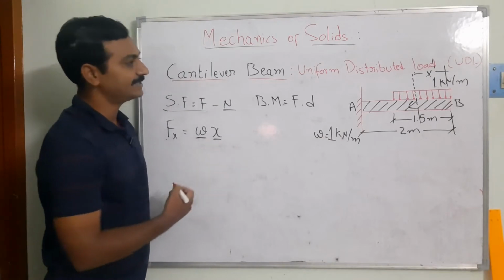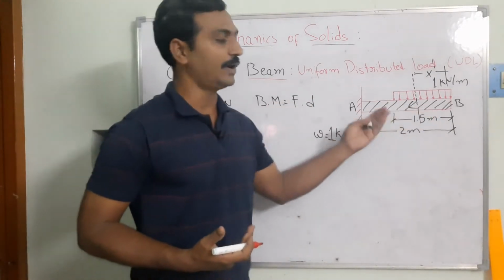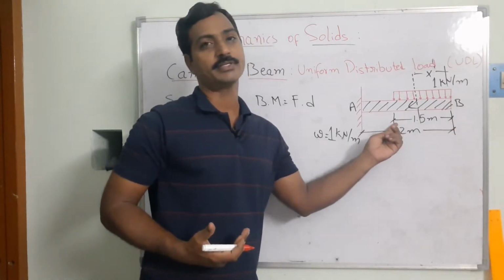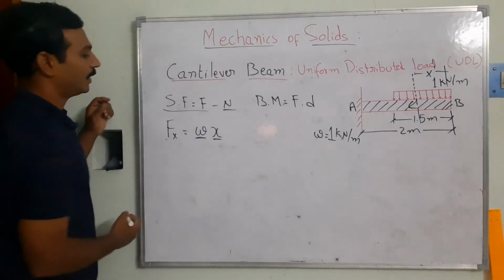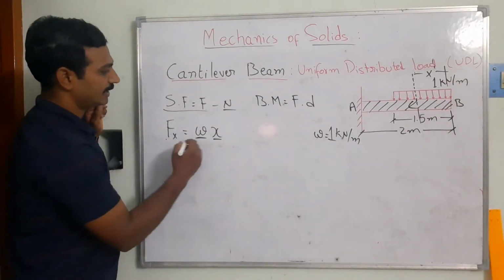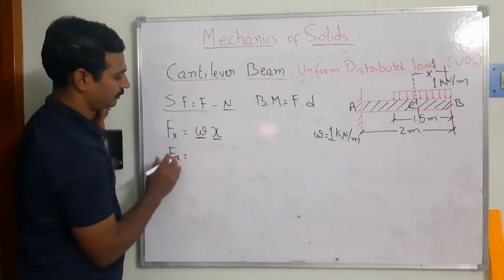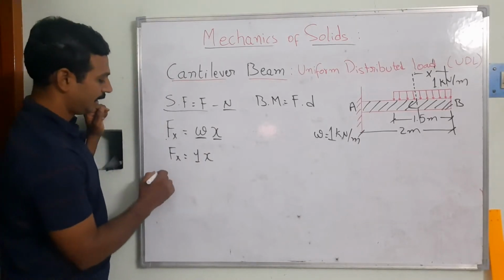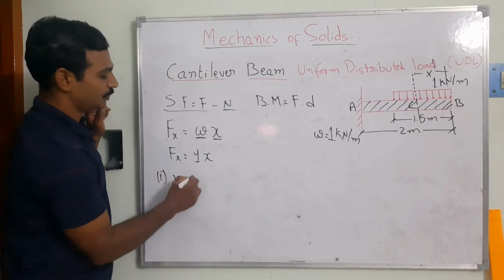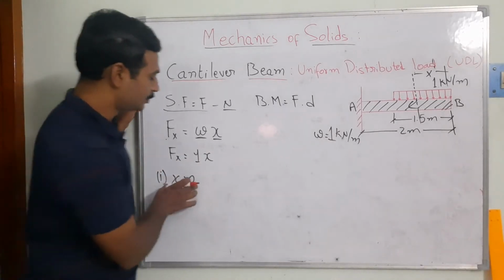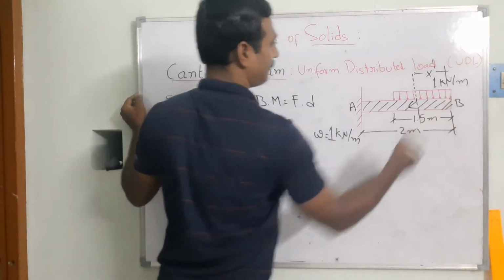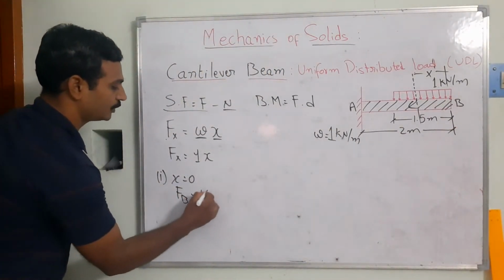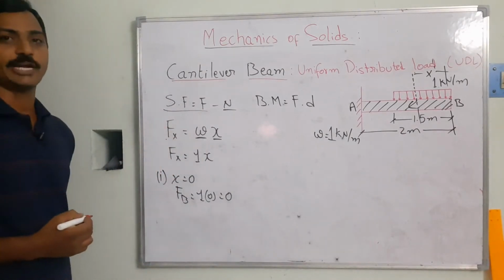And what is x here? We are going to substitute the different boundary conditions: x is equal to 0 and x is equal to 1.5 meters. So F of x is equal to 1 kilonewton times x. In the first case, I am substituting x is equal to 0. What will happen at point B? FB is equal to 1 into 0, so I get 0 shear force at B.